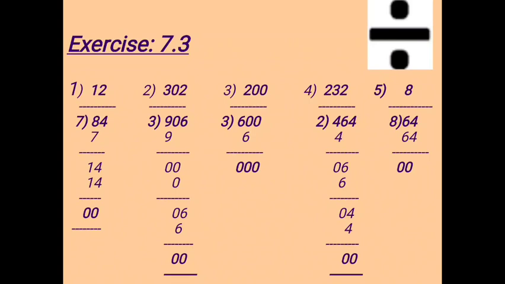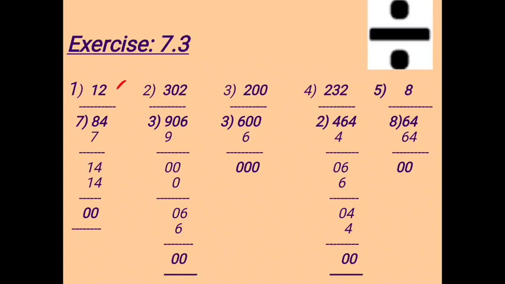So in 7 ones are, where is 14? That is 7 2s are 14. So here you are going to write 14. After that you are going to do subtraction. Then you will get the remainder as 0 and your result, that is your quotient, will be 12.